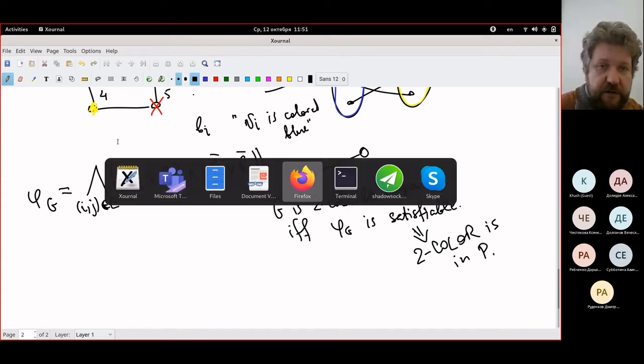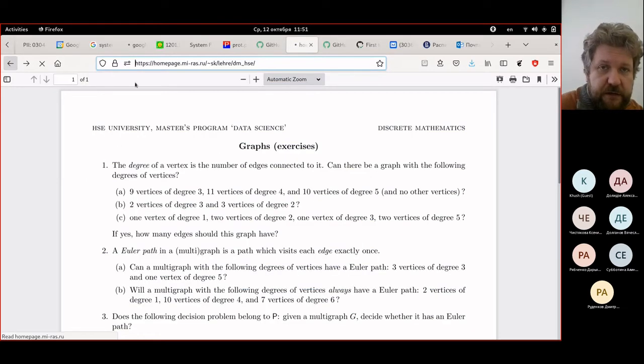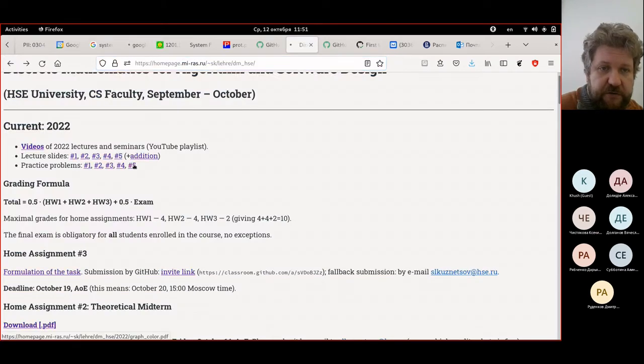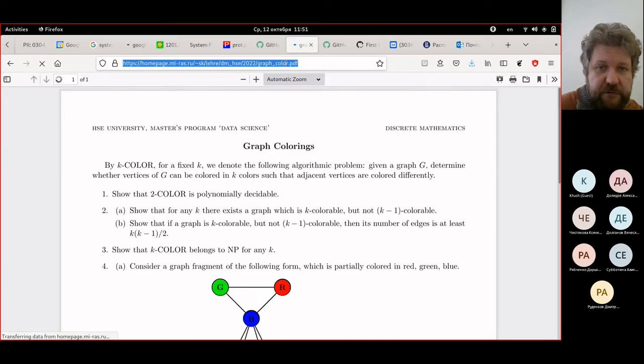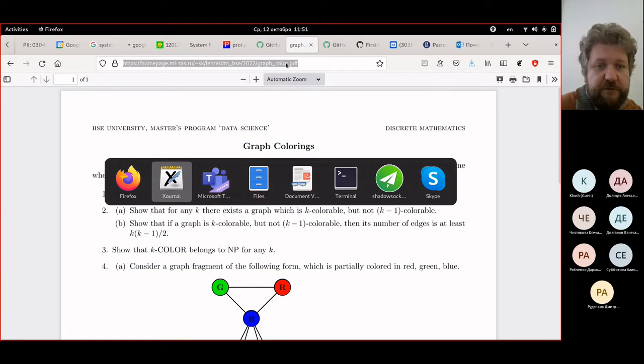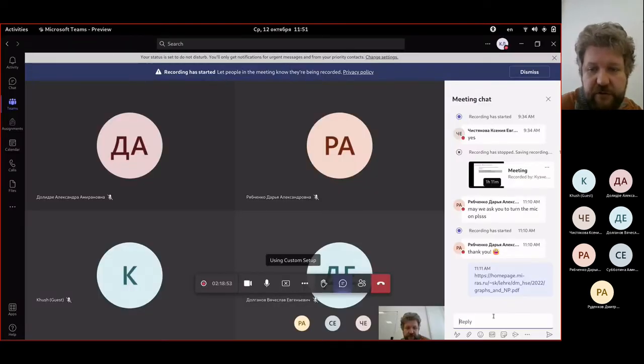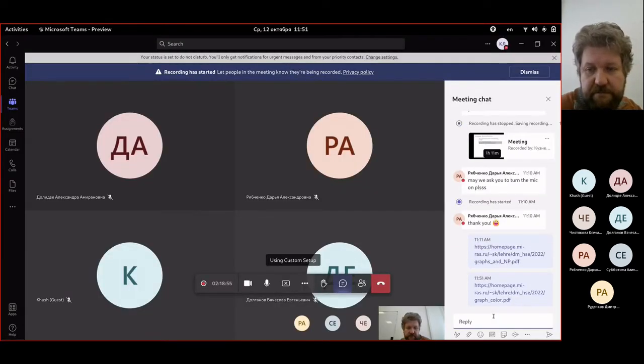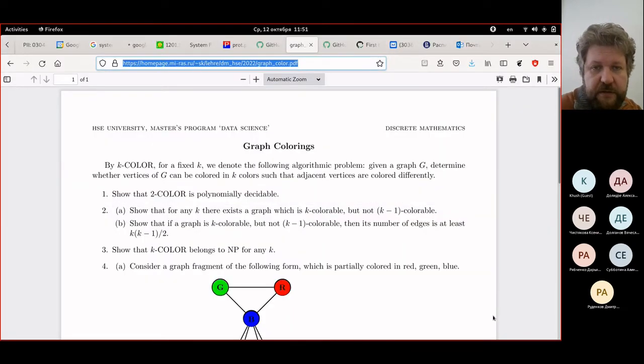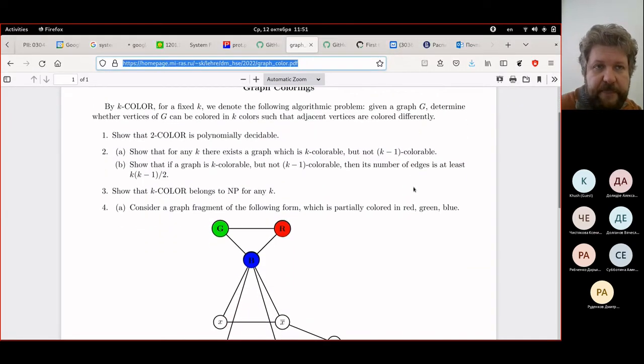So the next one will be here. It's already also online. It's graph colorings. It's about also graph colorings. I will show it here. It is in the chat. Here it is online. And for those of you who are in class, we have even color printing. It's from some of the previous years, but it's the same. So you can print it out, because here we have red, green, and blue. It's important.